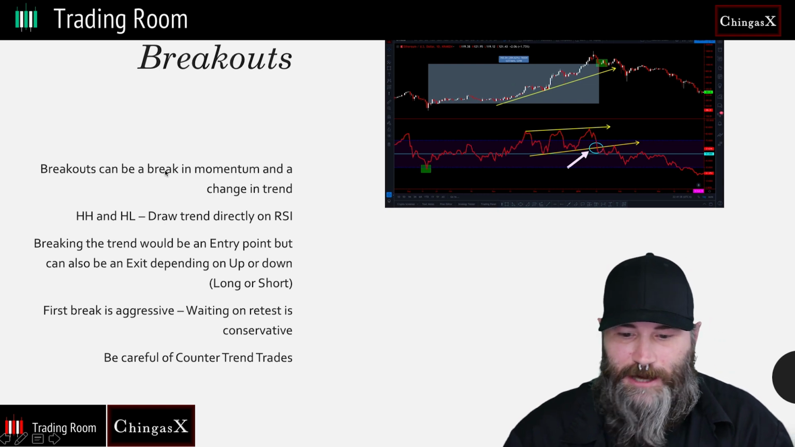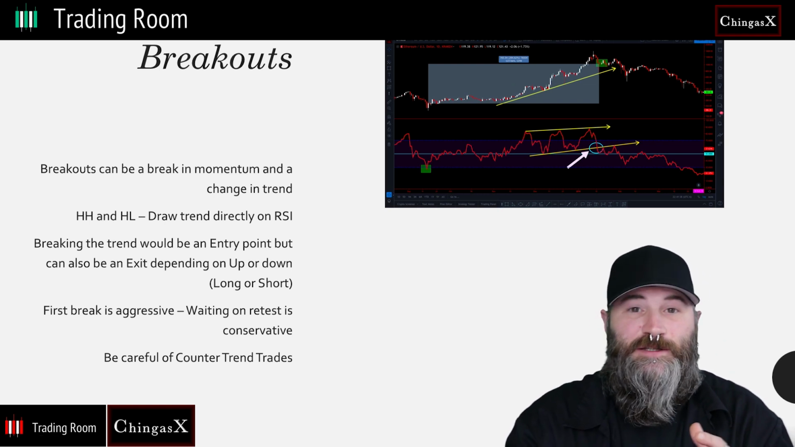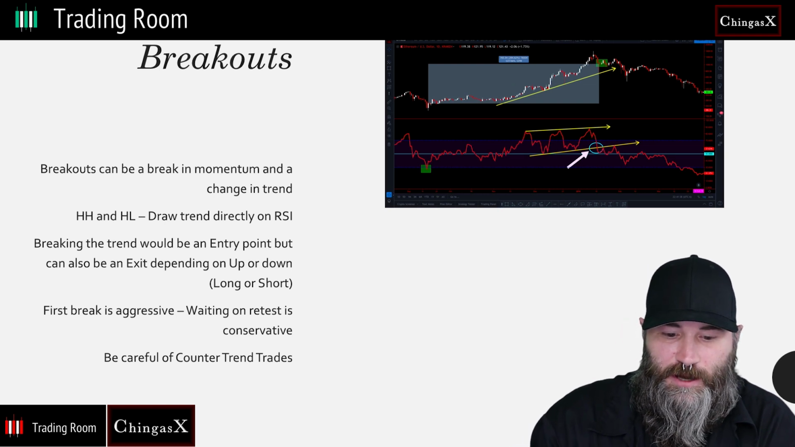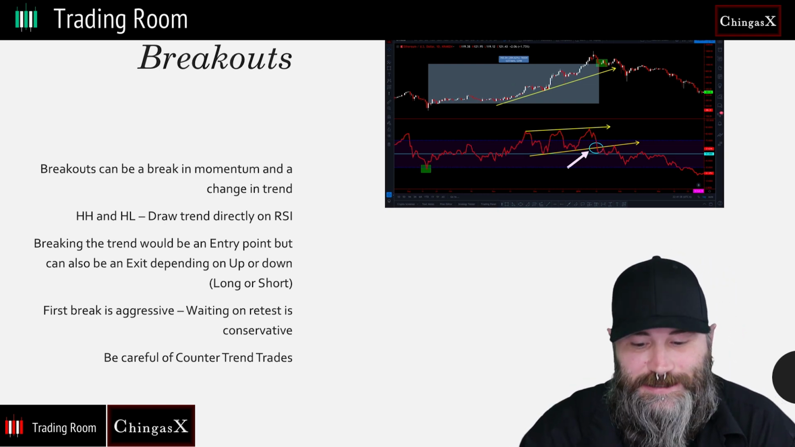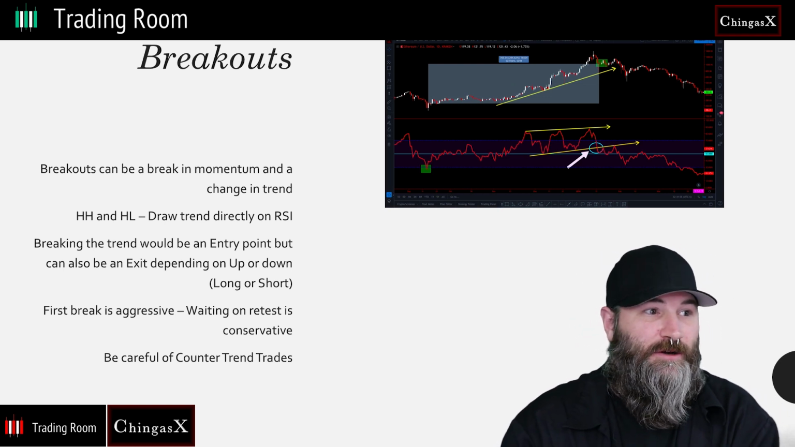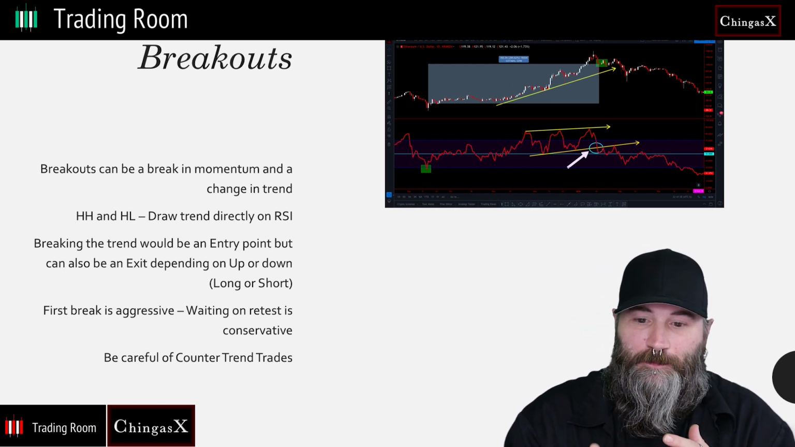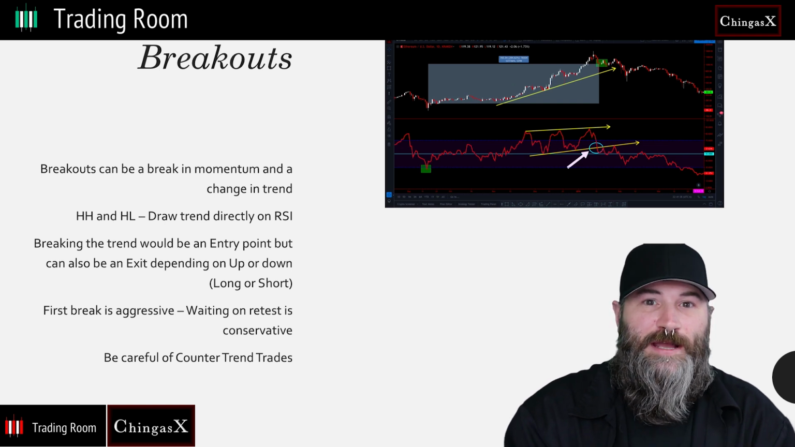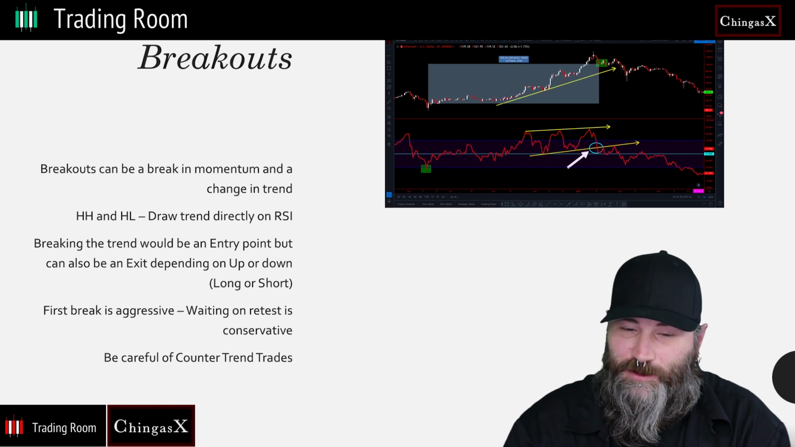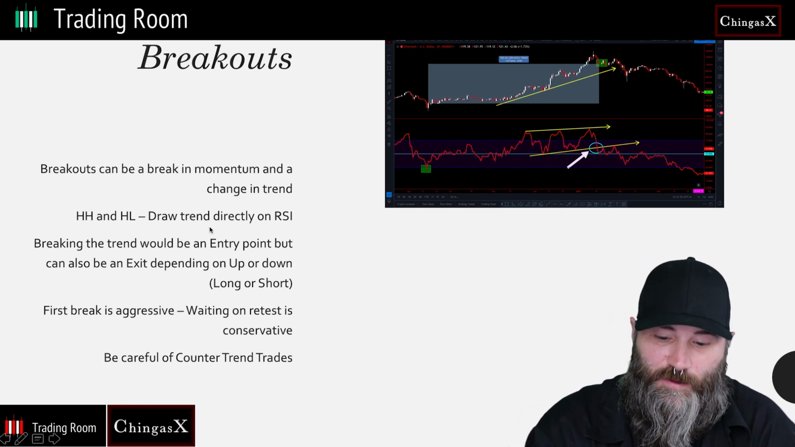Breaking the trend would be an entry point, but can also be an exit depending on up or down, long or short, all those different areas. First break is aggressive. Waiting for the retest is conservative. So as a trader, you have different ways you could decide how you want to make that trade and whether you want to be aggressive with it or whether you want to be conservative with it.